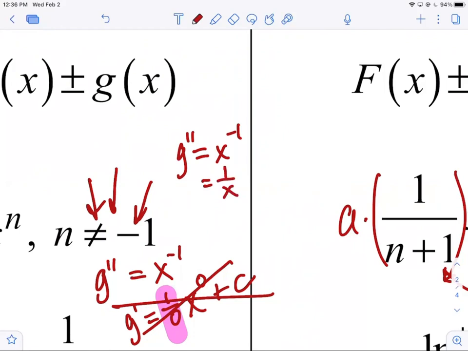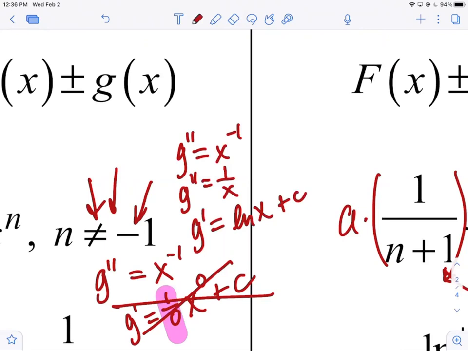In which case, we know that going backwards now, finding an antiderivative is simply just asking yourself, what do I take the derivative of to get 1 over x? And I'm like, oh, I remember. The natural log of x. And then, of course, plus c. I'm no fool, no siree.